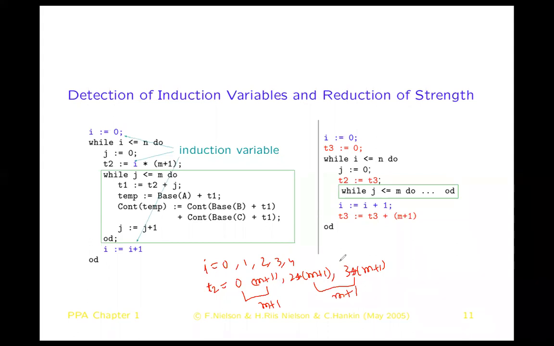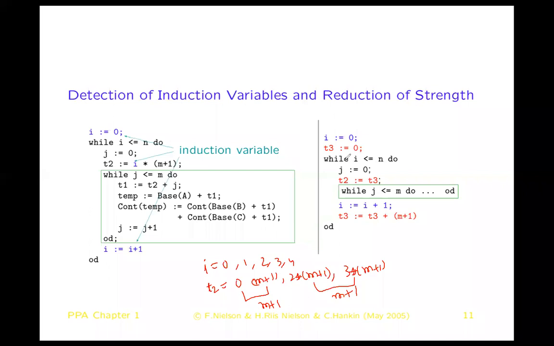So what we do is, multiplication operation is much more expensive than addition operation, especially in older machines, let's say processors which are 20 years old, or in earlier processors that were designed. So we eliminate a multiplication operation and we introduce an addition operation. This is the transformed code. We introduced an induction variable T3, and this T3 variable keeps getting incremented by m plus 1.